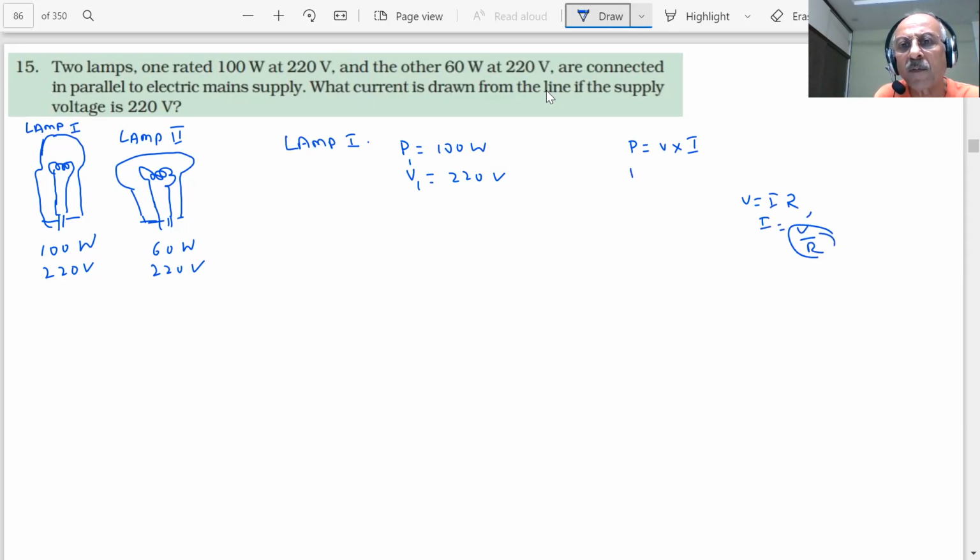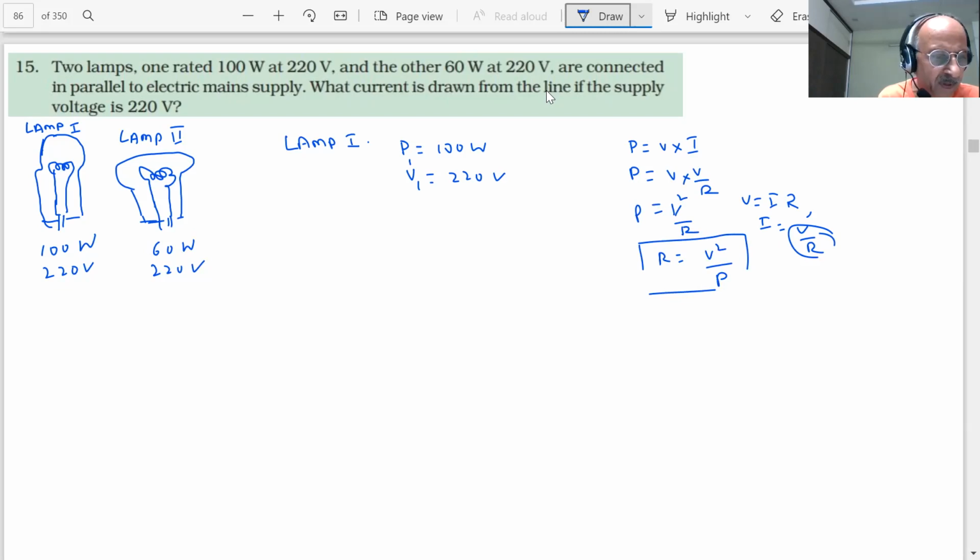Put the value here. What will you get? P is equal to V into V by R, V square by R, student. Then what is R? V square by P. Is this formula correct? Learn to use the correct formula. What will be R1, student, for lamp 1? V1 square by P1.